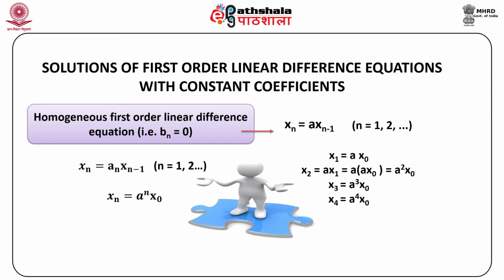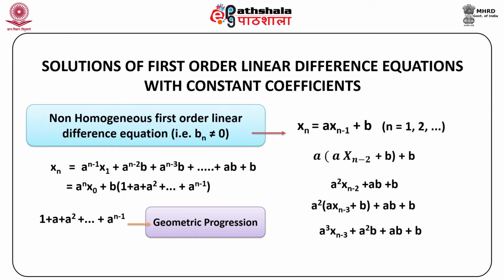Similarly, x3 is equal to a cubed x0, x4 is equal to a raised to the power of 4 x0. Hence, in general, for the equation xn is equal to a xn minus 1 for n equal to 1, 2, etc., the solution is given by xn is equal to a raised to the power of n x0. Non-homogeneous first order linear difference equation, that is bn is not equal to 0.